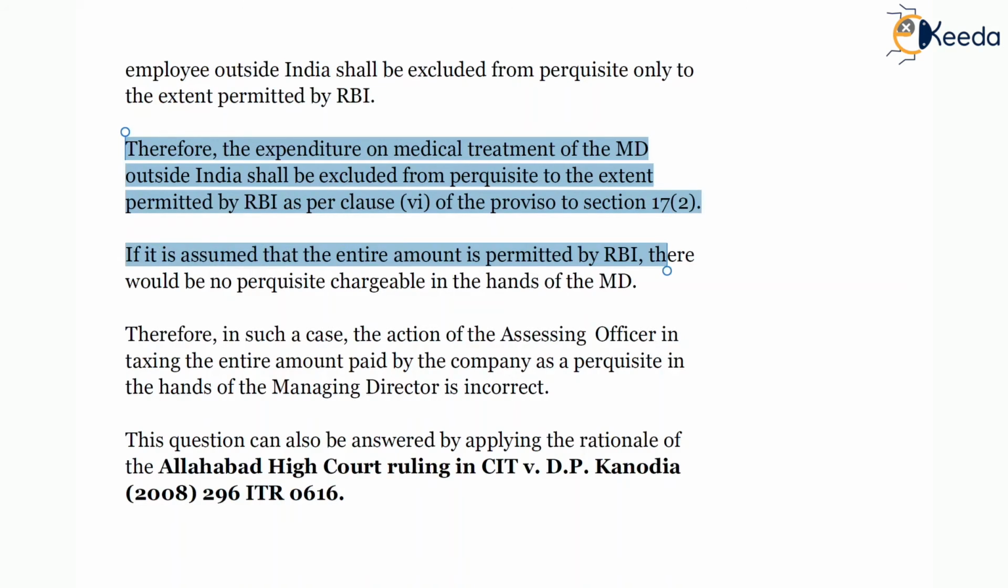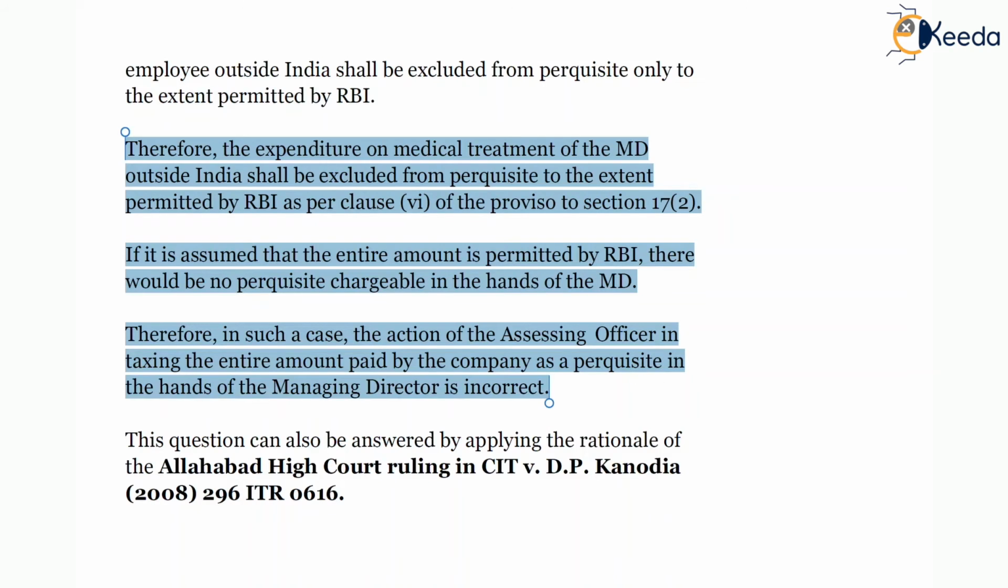section 17(2). If it is assumed that the entire amount is permitted, there will be no perquisite value chargeable in the hands of the MD. Therefore, in such a case, the action of the AO in taxing the entire amount paid by the company as a perquisite in the hands of the MD, without analyzing whether the same is permitted by RBI or not, is incorrect.